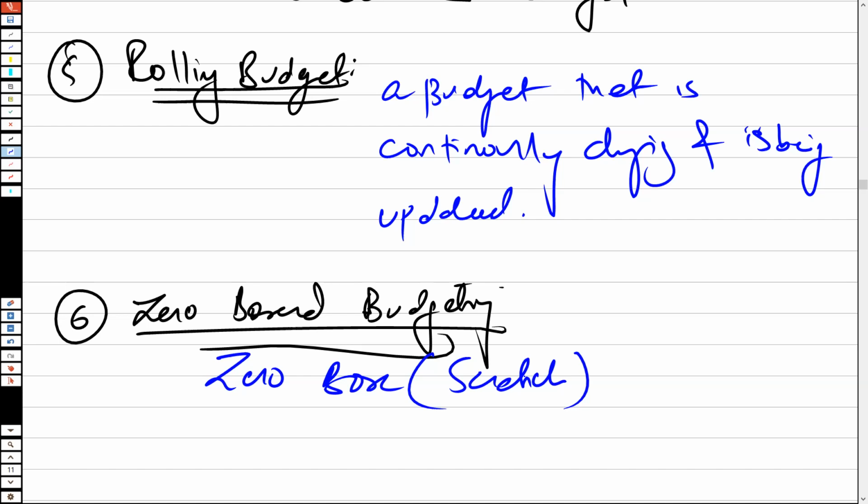Now, let's move a bit forward and discuss a bit further. The next concept is something called the approaches to budgeting. What exactly do we mean by approaches to budgeting? Let's have a discussion about it. There could be two different types of approaches that could be used for the budget setting. What are those two different types of approaches?